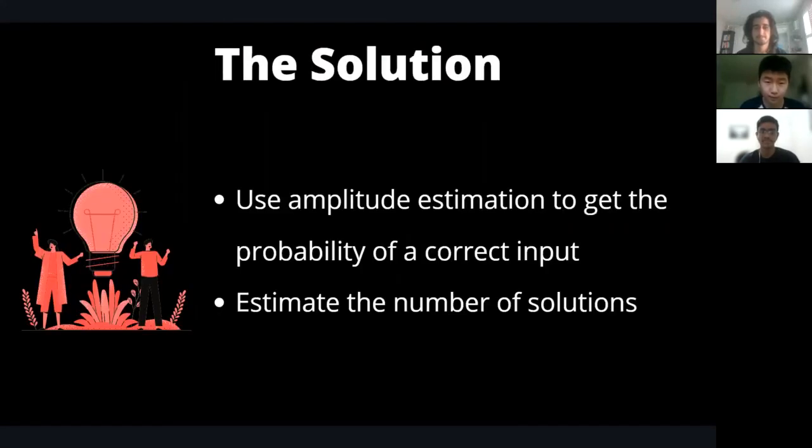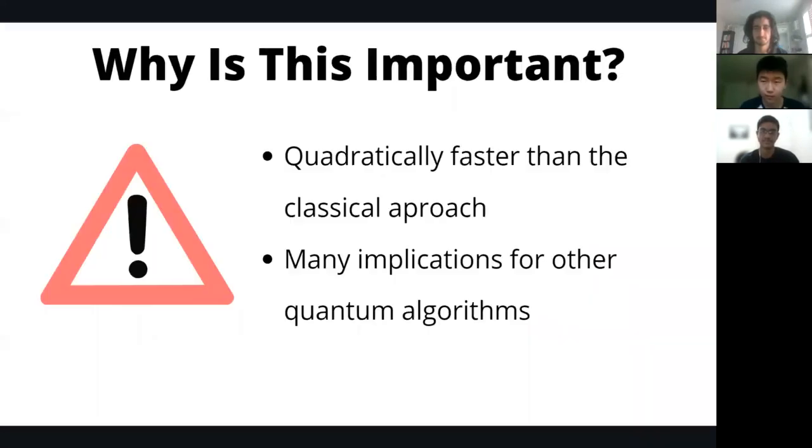The combined solution is to use QAE to get the probability of a correct input and multiply it with the total number of possible inputs. This will give us an estimate for the correct number of solutions.